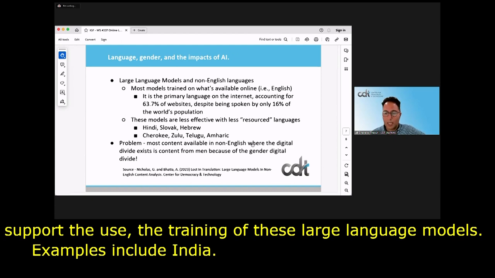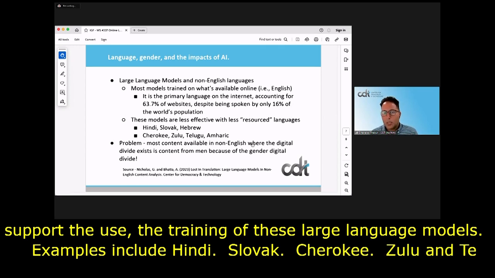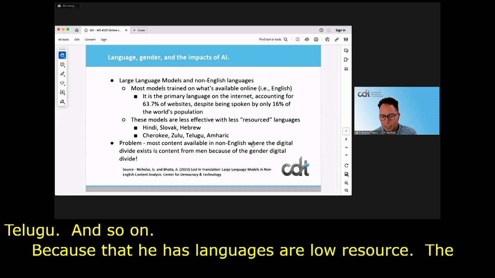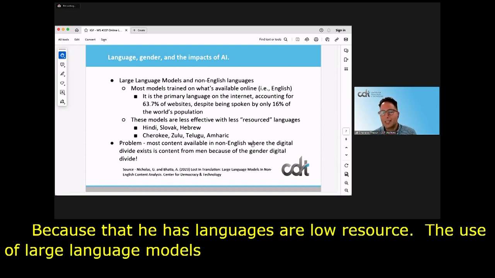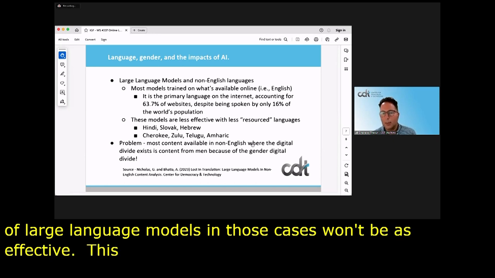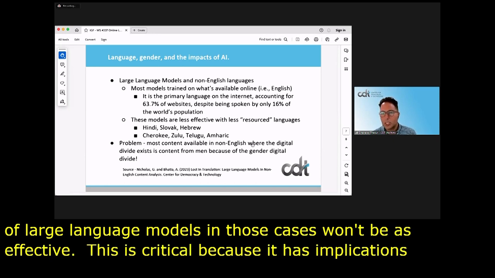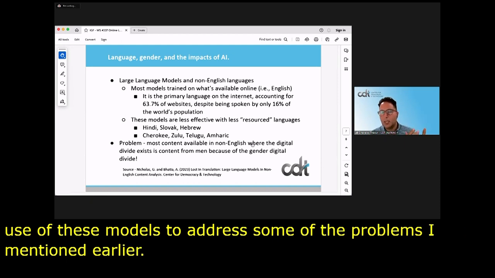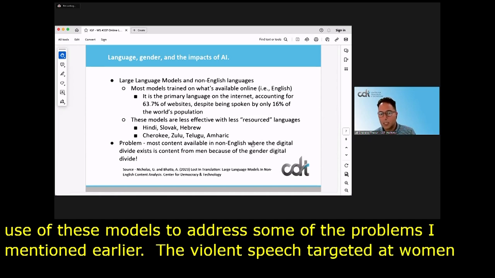These are not small languages in terms of population size, but they don't have that much data available online. So because these languages are low resource, the use of large language models in those cases won't be as effective. And this is critical because it has implications for the use of these models to address some of the problems I mentioned earlier: the violent speech targeted at women and non-binary and trans people, and the mis- and disinformation targeted at women, particularly those in public life.